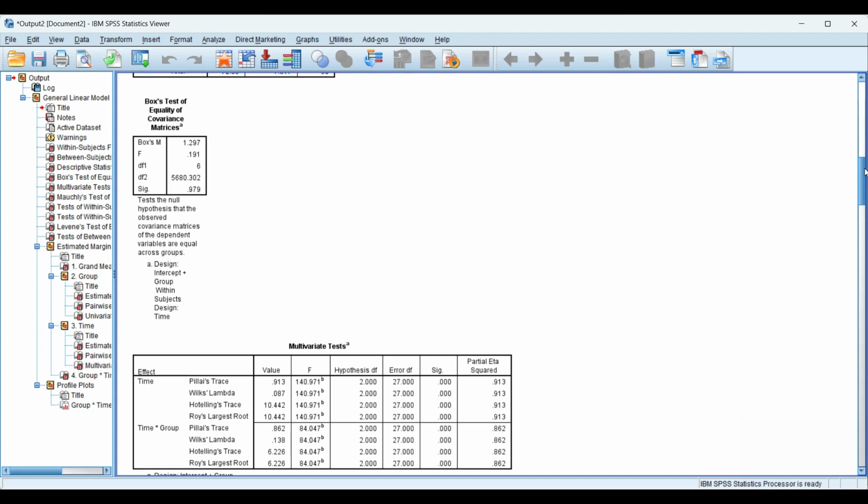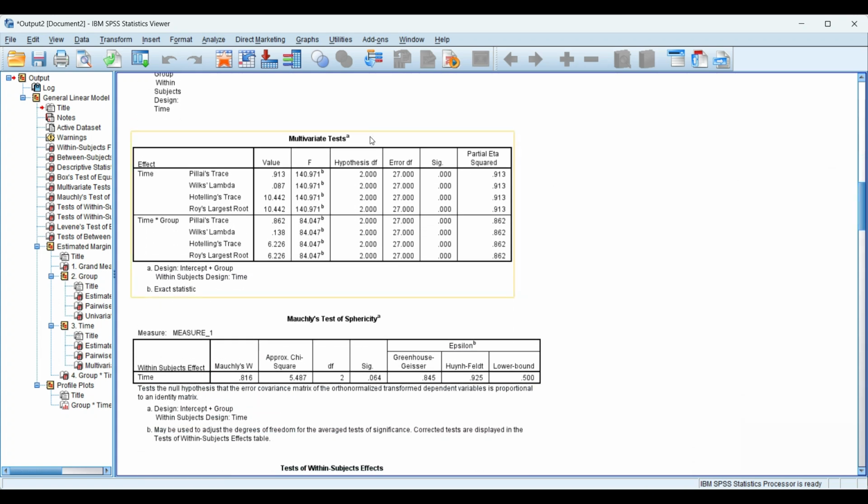Okay, now we come to the multivariate test. So you can see time, according to Wilks' lambda and other suggested tests, we can simply see the methods and we can find that time has a significant impact on treatment. So you can find there is a significance level 0.00 which is lower than 0.05. So it means the impact is significant.